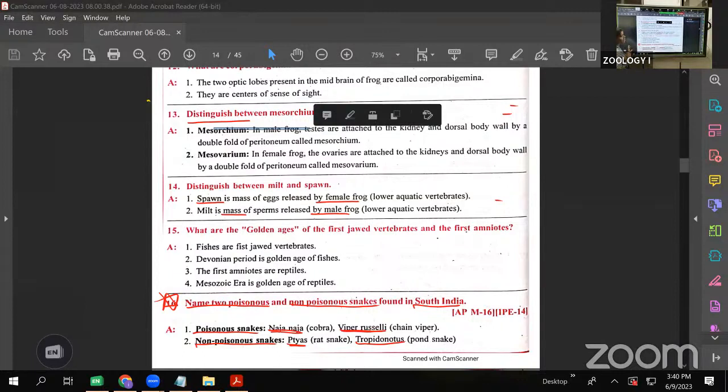Very important question, given repeatedly so many times. That's why learn it clearly. If you don't get the scientific names of Naja and Vipera russelli, you write the common names, cobra and chain viper. The non-poisonous snakes are the rat snake and pond snake. If you know the scientific names, you write Ptyas and Tropidonotus, and for the poisonous snakes Naja and Vipera russelli. This one is about the poisonous and non-poisonous snakes.